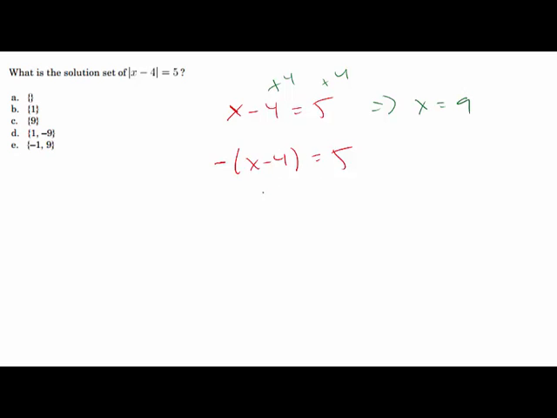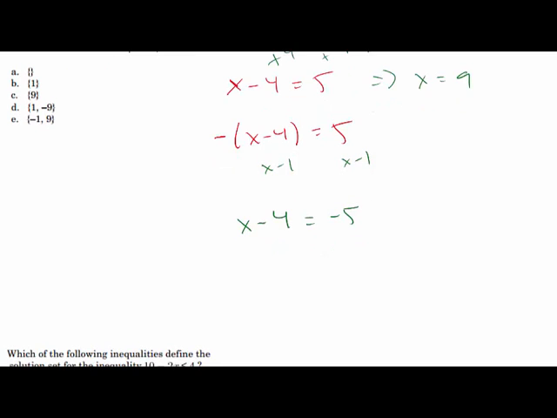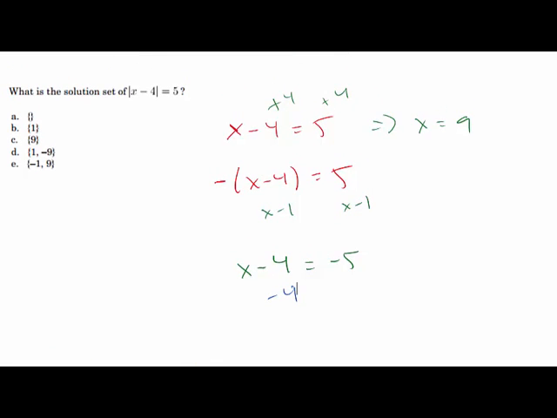And now let's multiply both sides by -1. And so we have x minus 4 equals -5. And then let's subtract 4 from each side. And so we have x equals -5 minus 4 equals -9. So we have x equals -9, and we have x equals 9. So there's two answers, and that is not the answer.